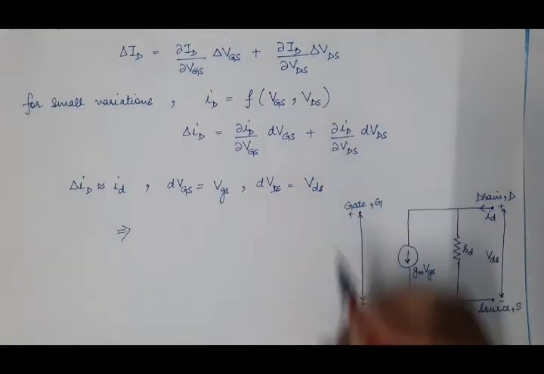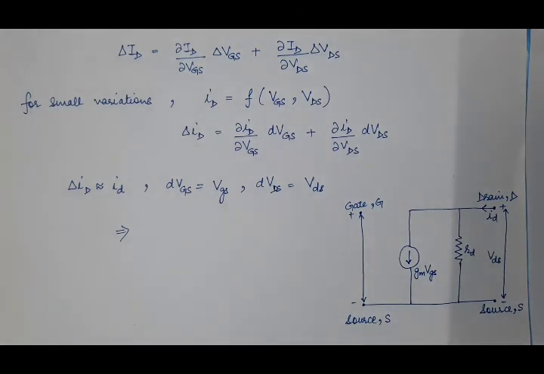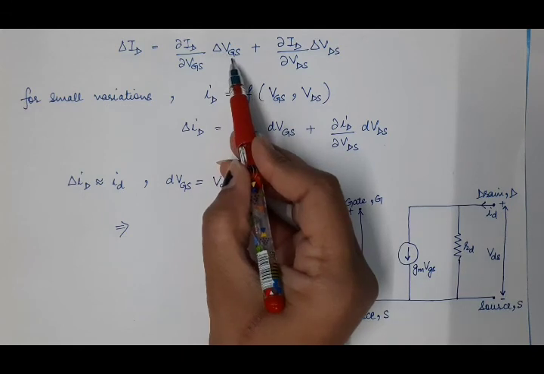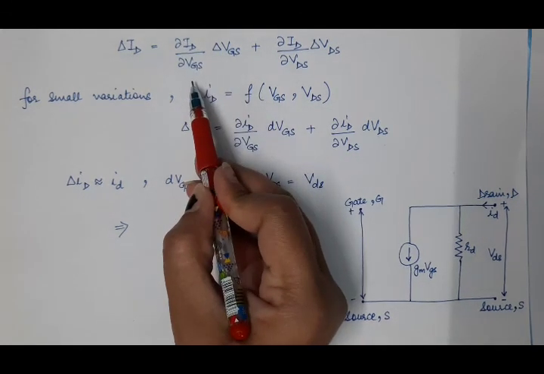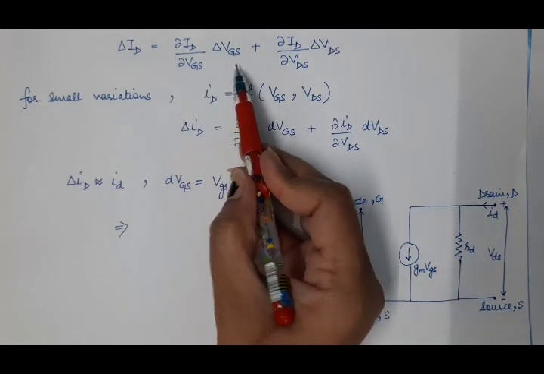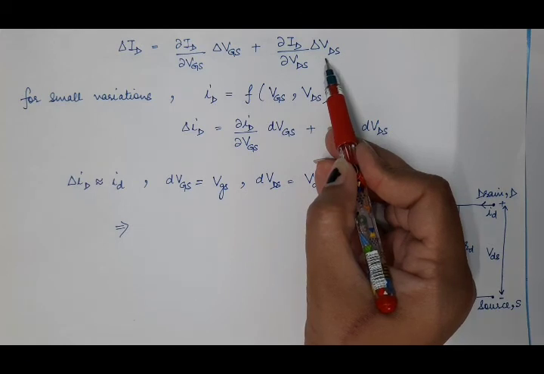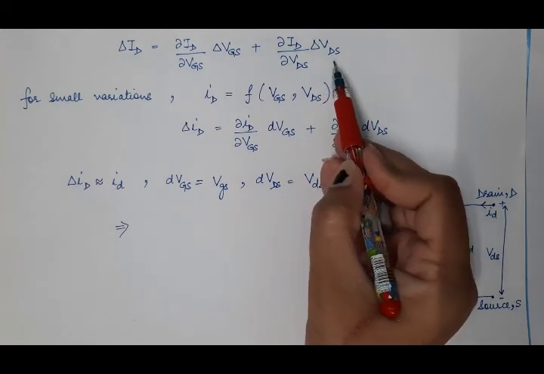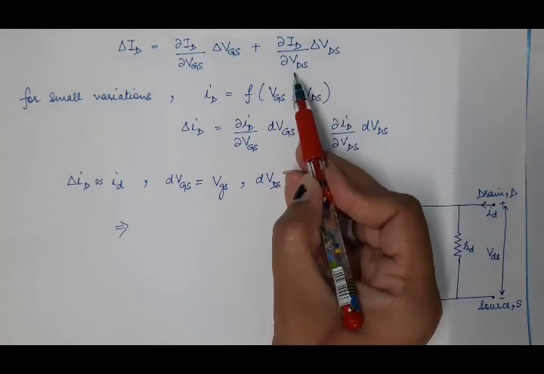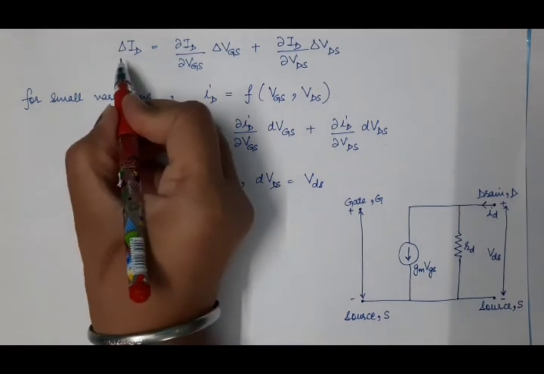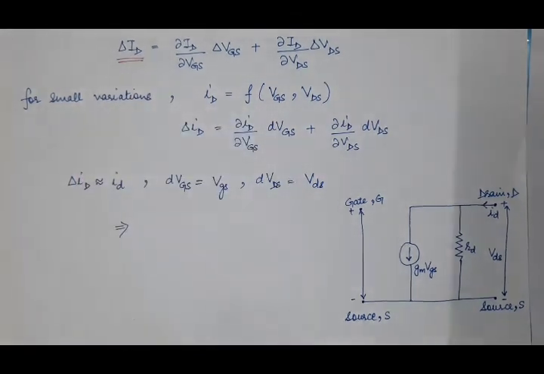So that is why we have written down this equation: when the change in VGS is delta VGS, what will be the corresponding change in drain current? It will be ∂ID/∂VGS into delta VGS, plus, when the change in drain source voltage is delta VDS, what will be the corresponding change in drain current? It will be ∂ID/∂VDS into delta VDS. So this will be the total change in the drain current.